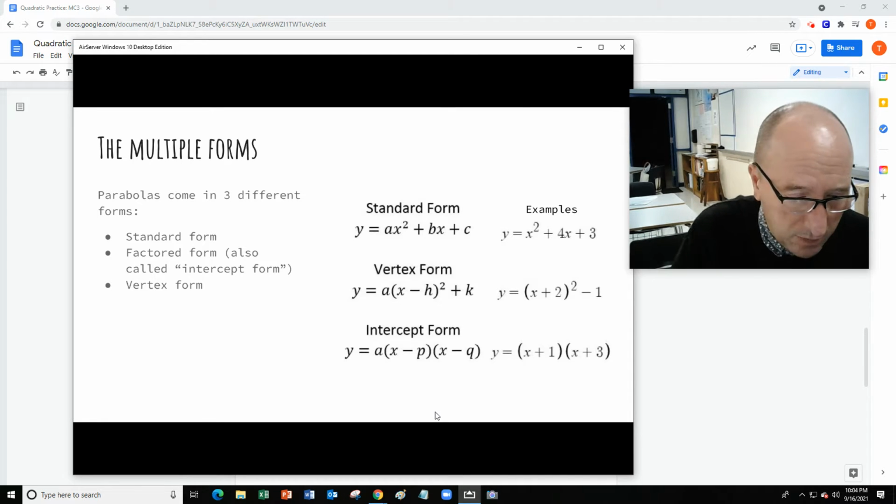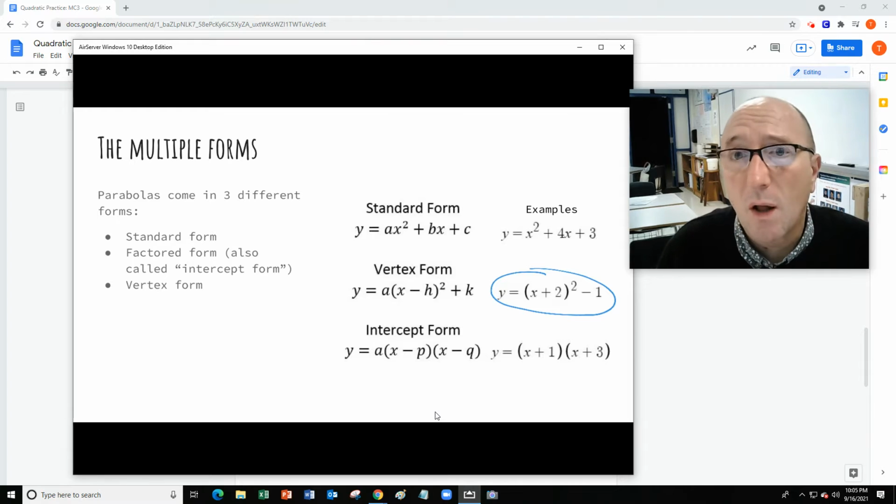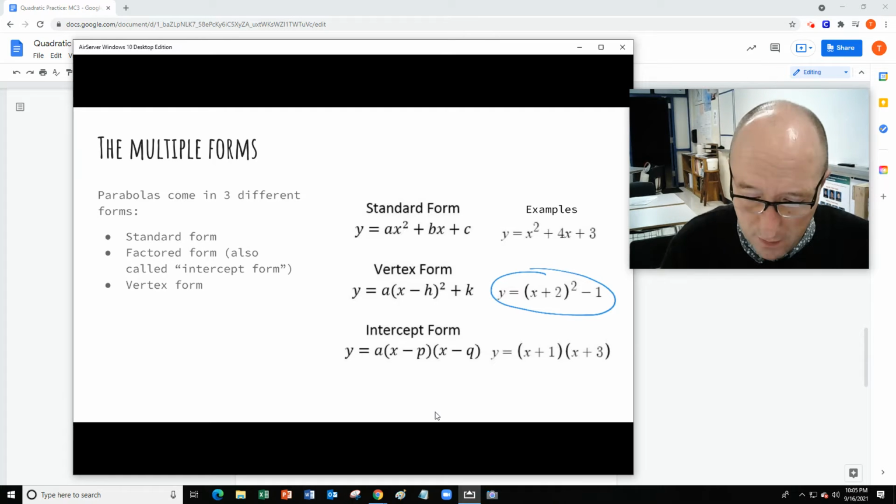The vertex form here you see in your picture right here. Let me change the color of my pencil. It's this here. That's what vertex form is. And the reason why we call it vertex form is because you can read the vertex right off of the graph, right off of the parabola. The vertex here is -2, -1.